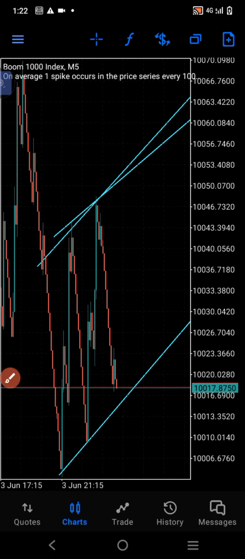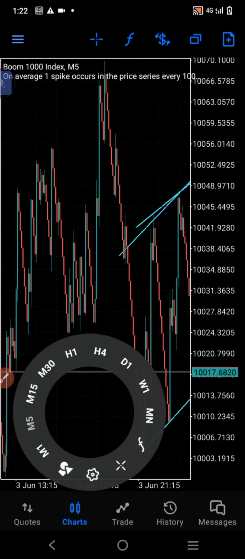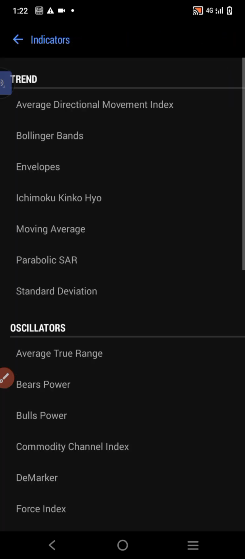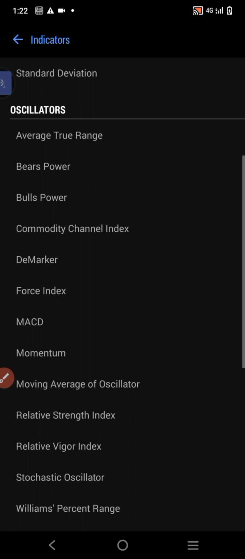If I'm to make use of any, I do make use of the RSI or the stochastic oscillator because of divergence. Okay, this channel is divergence channel. So even in Boom and Crash, when trying to catch spikes, you can also make use of the divergence as well to catch your spikes. For example, now let's insert the RSI oscillator and let me show you something.